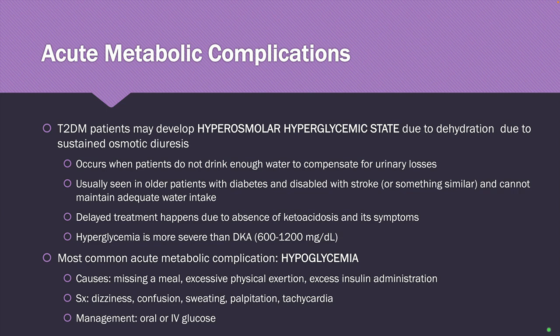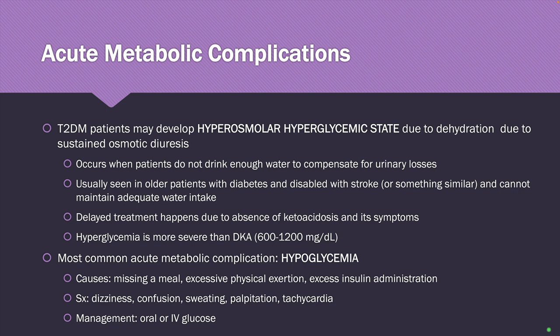For both of these conditions, the most acute metabolic complication is your hypoglycemia. Not just for DKA and HHS in general, pero for diabetes, acutely, ang pinaka-problema mo, hypoglycemia. Di ba parang paradoxical siya na ang problema mo, hyperglycemic ang patient mo. Pero actually, ang mas kinatatakutan mo is hypoglycemia in DM patients. Bakit ka nagkakaroon ng hypoglycemia? You're missing a meal, excessive physical exertion, and excess insulin administration for those taking exogenous insulin.